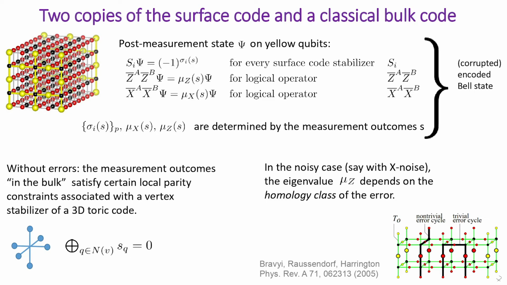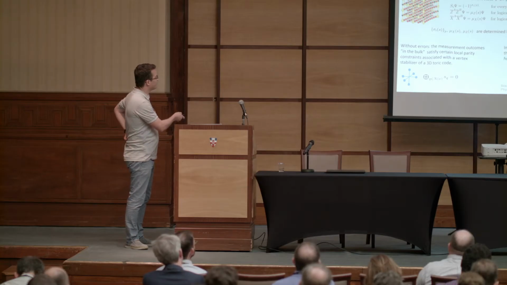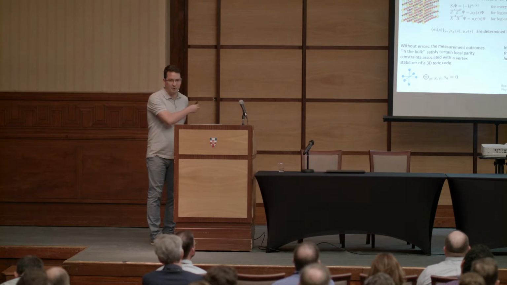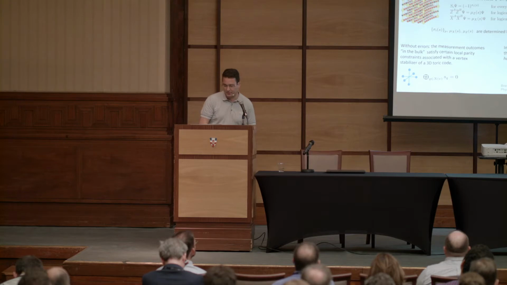Okay, so let me briefly explain what kind of information you get when you measure these qubits. As I said, basically, you can determine what the logical eigenvalues are for these surface codes. So this depends on the measurement outcomes S in the bulk, and you also know something about the stabilizers of the surface codes. So this is in the case where you have no errors. And what's important is that somehow the measurement outcomes in the bulk are not independent, but there are lots of constraints. They come from a Z2 gauge model, a classical code in some sense. And this part you can use to deal with errors. So if you have errors, then you can actually use this information to determine the homology class of the error. And it turns out that these eigenvalues only depend on the homology class. So that's why you can decode in some sense.